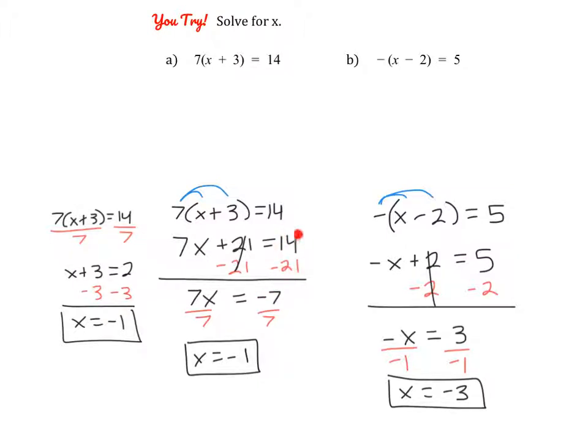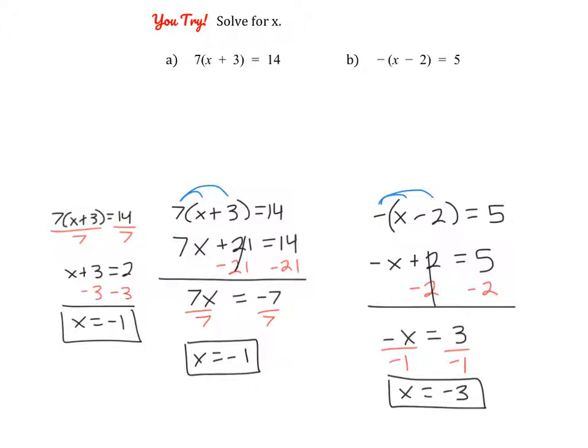When I'm adding these 2 values, I notice I'm starting with more negative, so my answer will be negative. But I also notice that my signs are different, which means I need to subtract. I need to do 21 minus 14, which gives me 7. So this is negative 7. When I divide both sides by 7, be careful here as well. When you're multiplying or dividing with a single negative, your answer is negative.